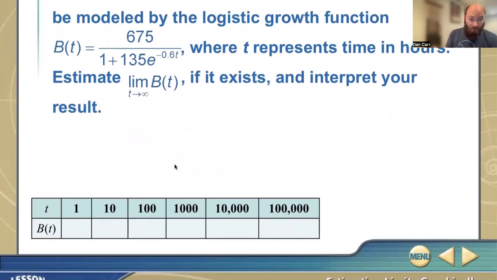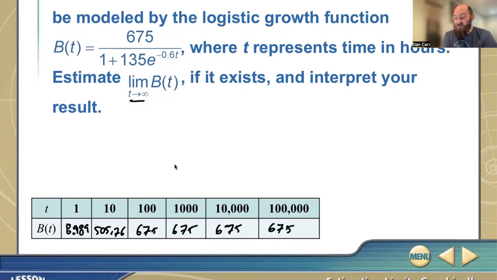Now, if I just start plugging in my numbers here, just to evaluate what's happening when I go off to infinity, we have 8.989. We have 505.76. And then we just basically get 675. Again, I'm getting this from my calculator. It's just getting me really, really close to that. We might as well just call it 675 at that point. So what's happening here? The limit as t approaches infinity of B of t is just equal to 675.